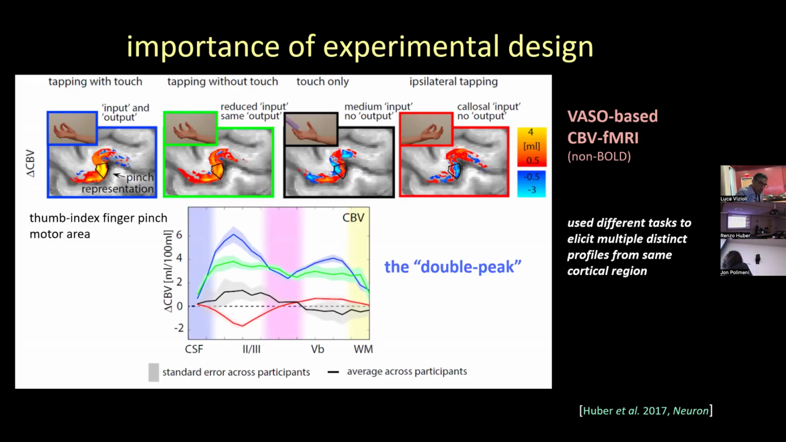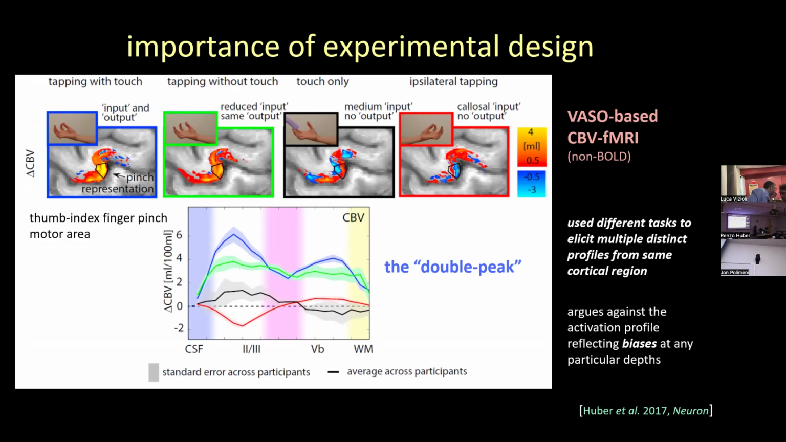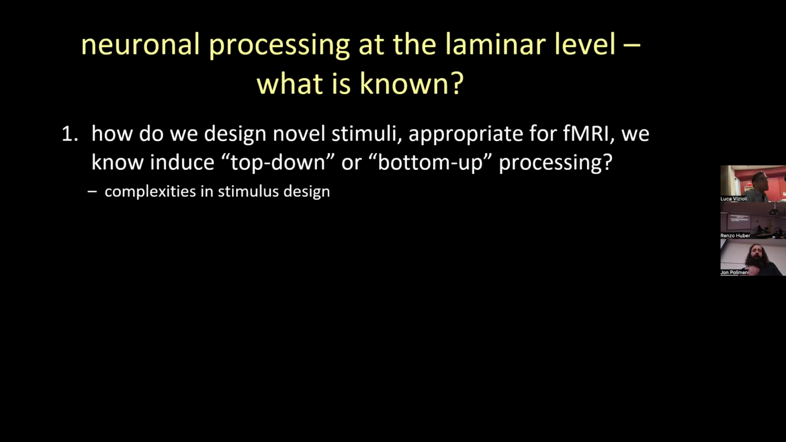And for each of these tasks, he could observe a very different profile of activation across the layers. I think this is really important because this helps to argue against the double peak profile reflecting biases at any particular depths. And so I think that one way that we can mitigate, or at least control for, some of these confounding factors is through clever experimental design, to really make sure that we're not seeing effects that are simply reflecting vascular architecture.